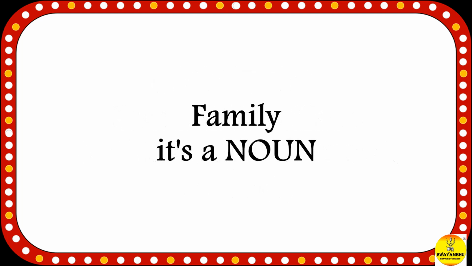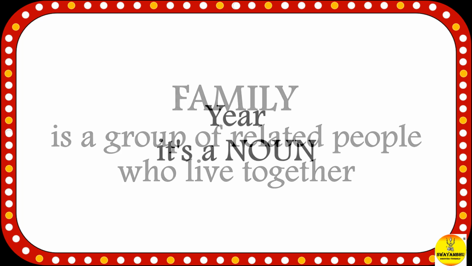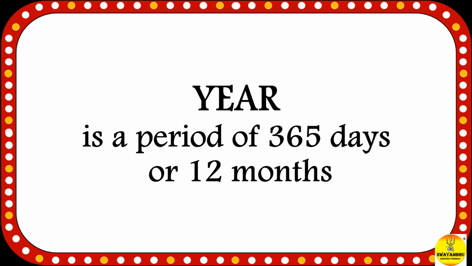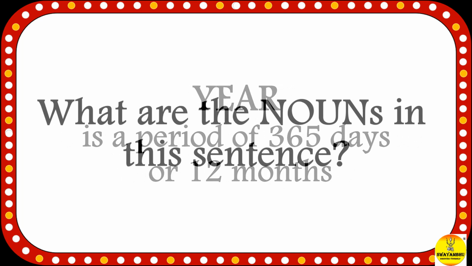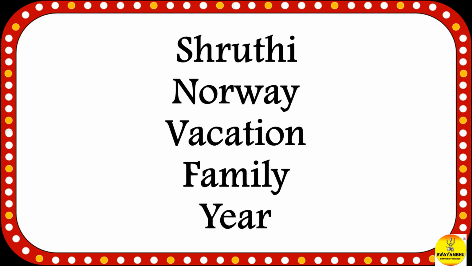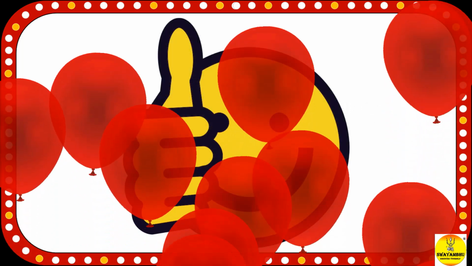Family, it's a noun. Family is a group of related people who live together. Year, it's a noun. Year is a period of 365 days or 12 months. So what are the nouns in this sentence? Shruti, Norway, vacation, family, year. Got it? So let's move on.